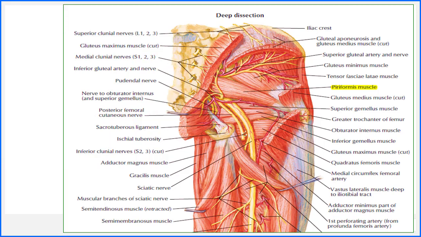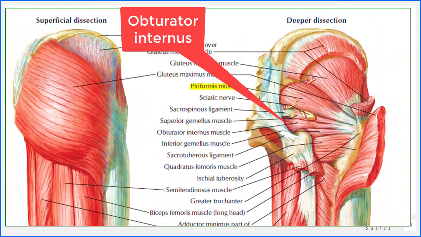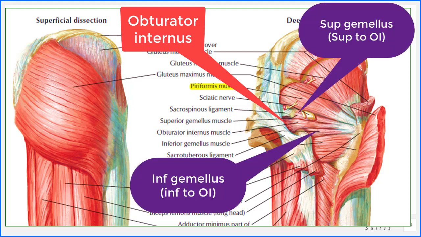Another important deep muscle is obturator internus muscle. This is present posterior to the sacrotuberous ligament, and it will be filling the whole gap. When we identify the obturator internus, there is one muscle superior to it and one inferior to it, as we can see. The muscle superior to obturator internus is superior gemelli, and the muscle inferior to it is inferior gemelli.